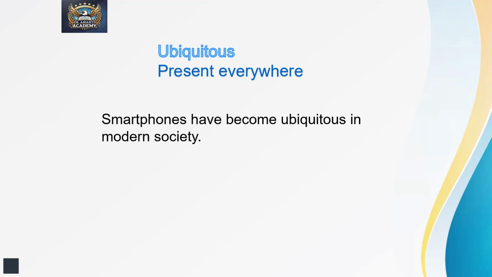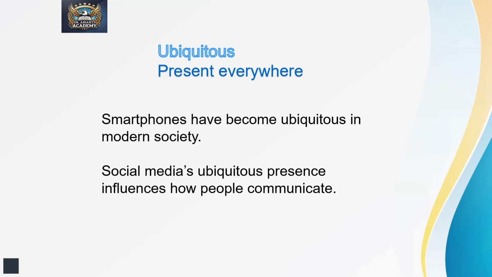The example says, smartphones that today you can find everywhere. Smartphones have become ubiquitous in modern society. It means everywhere you can find smartphones. Or social media's ubiquitous presence. Ubiquitous presence means everywhere you can find it. Social media's ubiquitous presence influences how people communicate. So everywhere you can find social media these days.